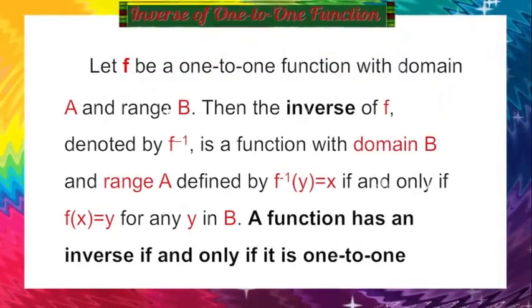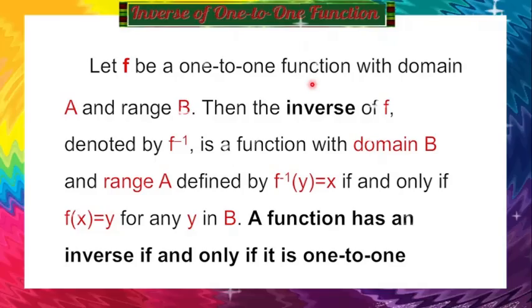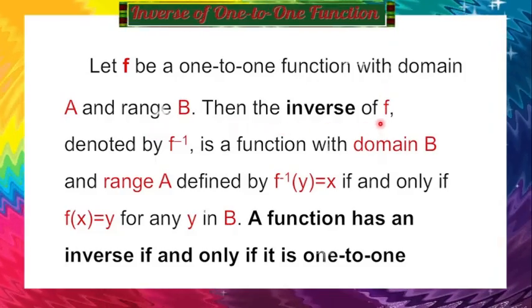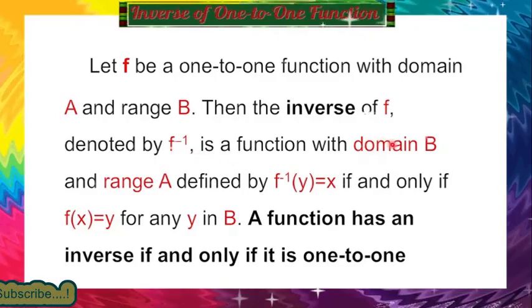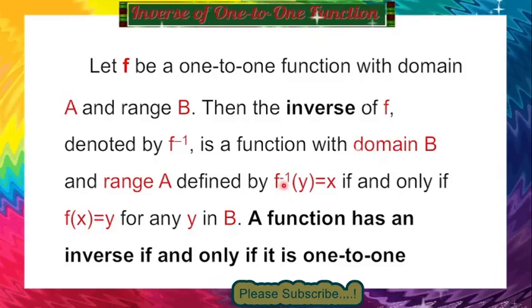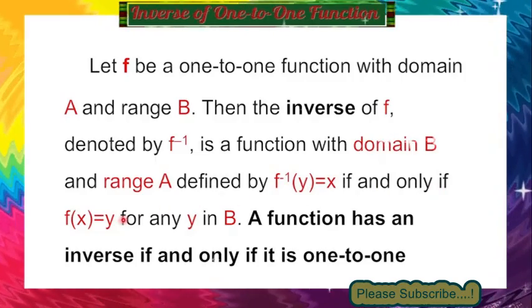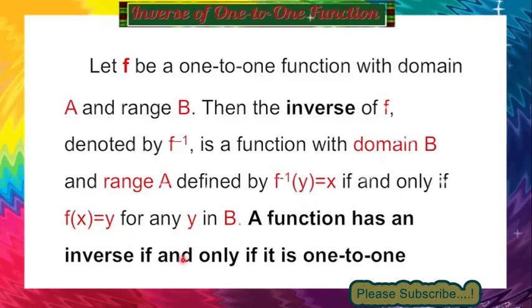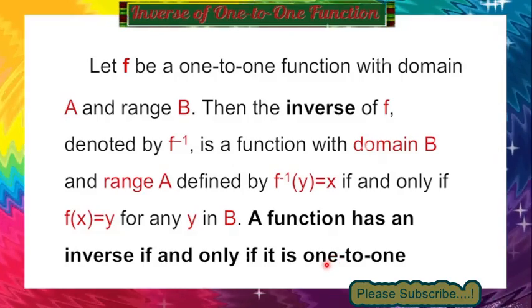When we say inverse of a one-to-one function, let f be a one-to-one function with domain A and range B. Then the inverse of f, denoted by f raised to the power of negative 1, is a function with domain B and range A, defined by f inverse of y equals x if and only if f of x equals y for any y in B. A function has an inverse if and only if it is a one-to-one function.